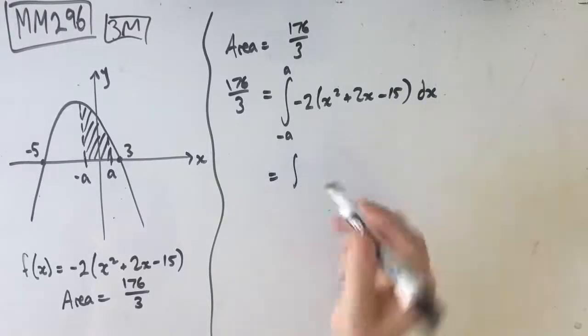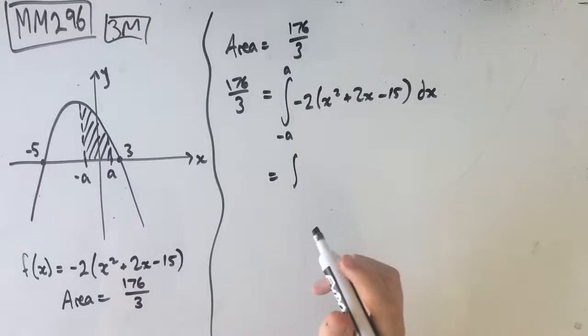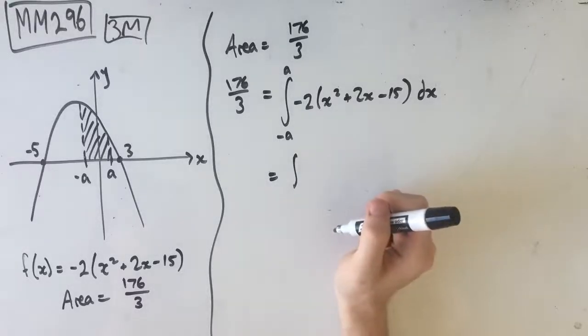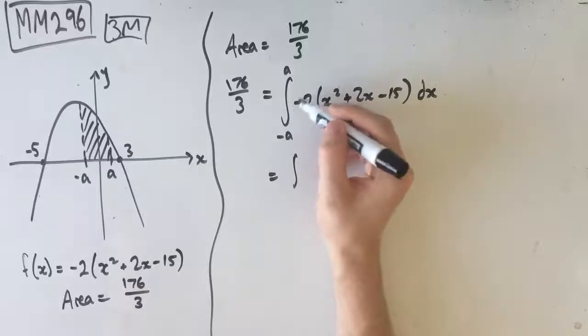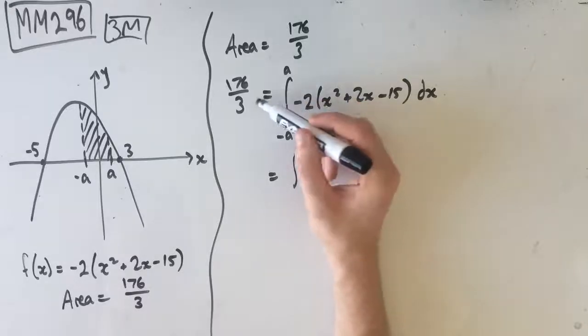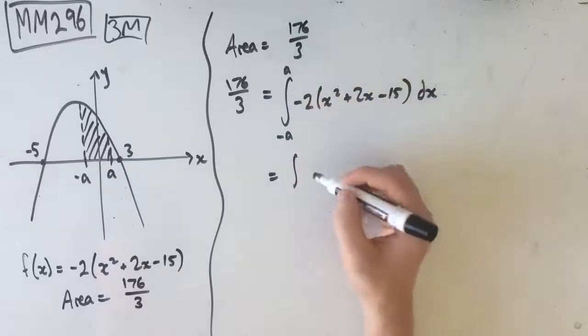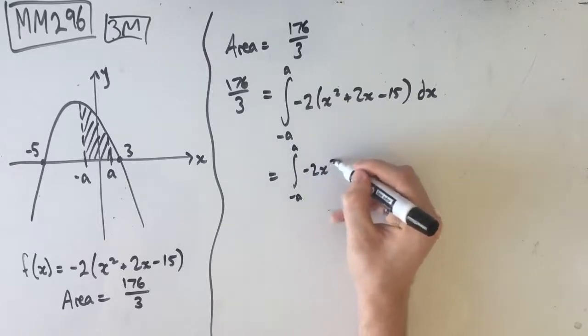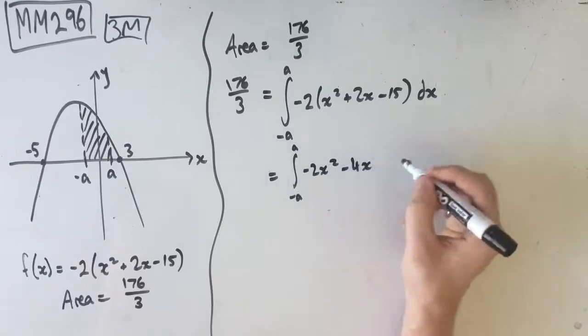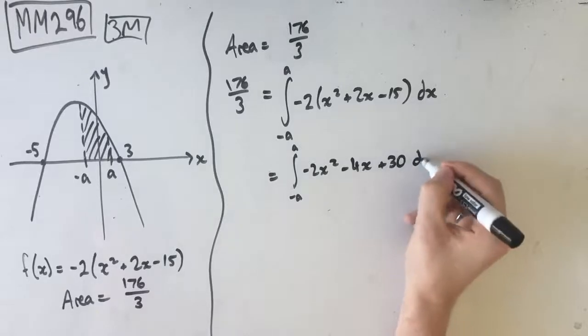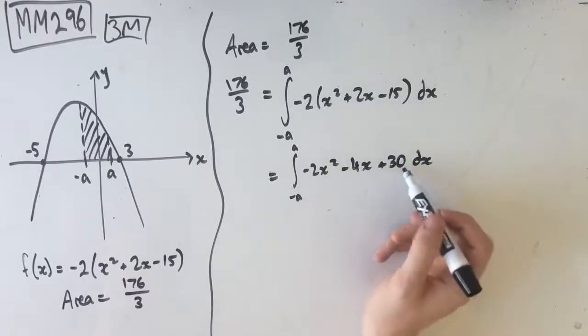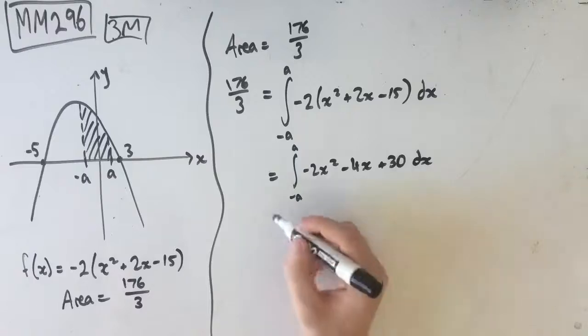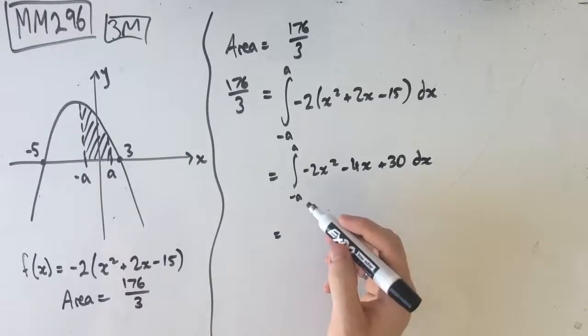Now, before we do anything, there's two ways to do this. We could take the constant out here and then move it to the other side. But I'm just going to expand it. There's no real reason why, just the way I'm going to do it. So we get negative 2x squared take 4x plus 30 dx, and then from here we can now integrate this.